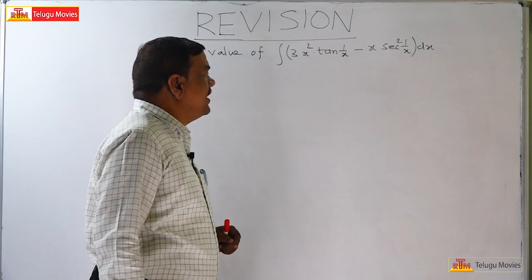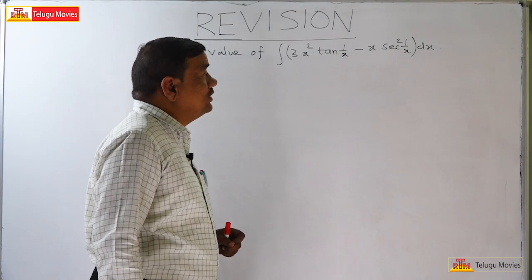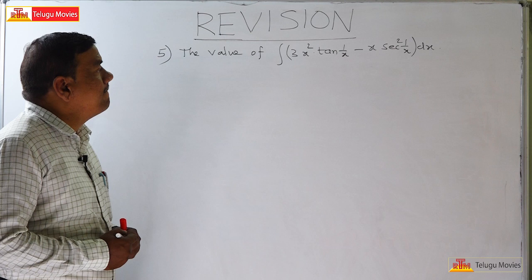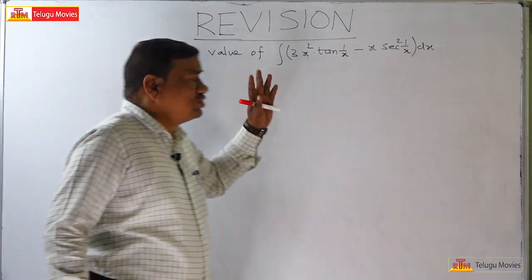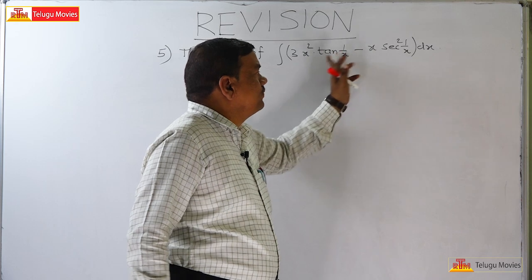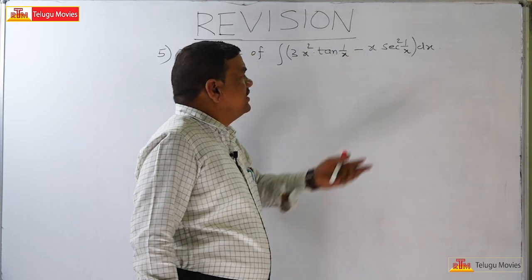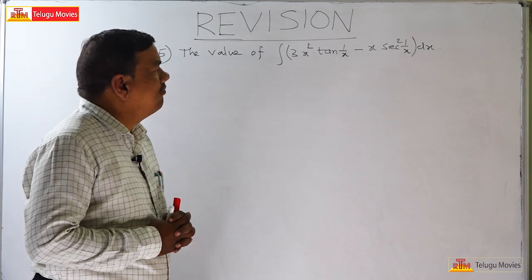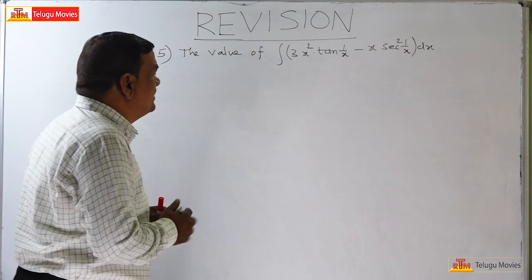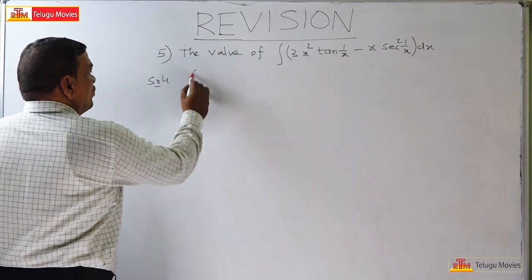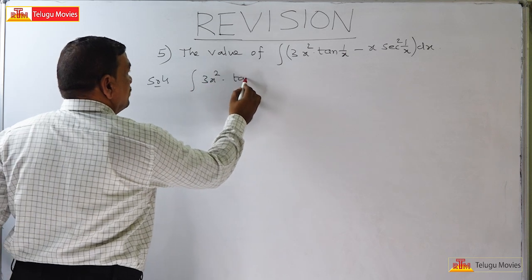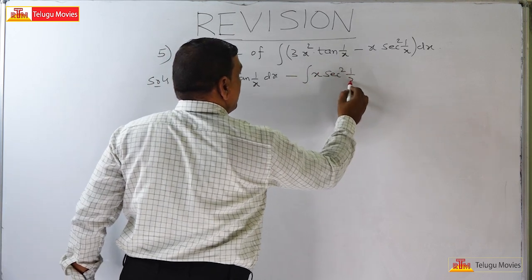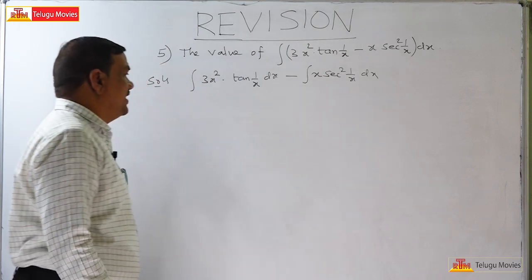Integral of 3x square into tan of 1 by x minus x into secant square 1 by x dx. Then how to solve this type of problem? First we will check is there any relation between these two? Tan x derivative is secant square x, and 1 by x derivative is minus 1 by x square, not there. So let us separate the integral for both the terms. This is 3x square into tan of 1 by x dx minus x into secant square 1 by x dx. I have separated the integral.